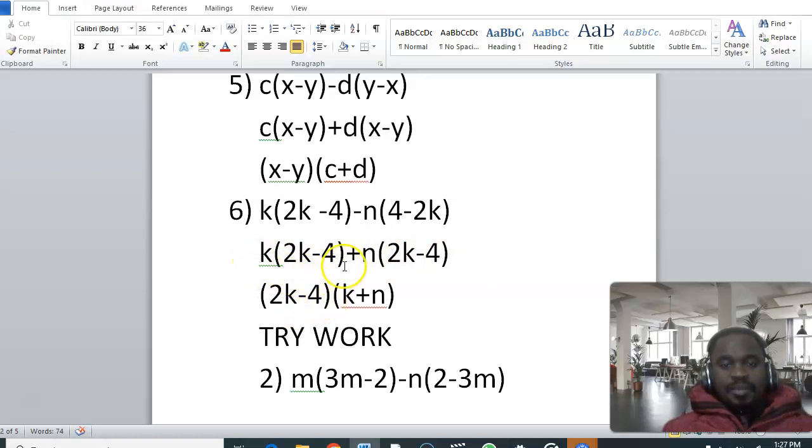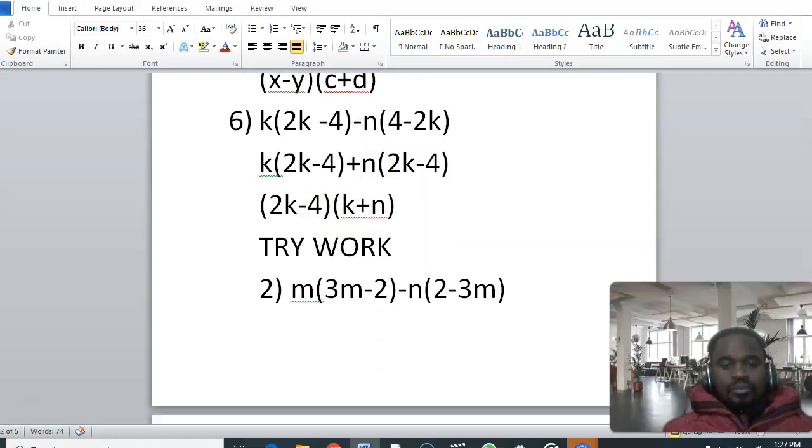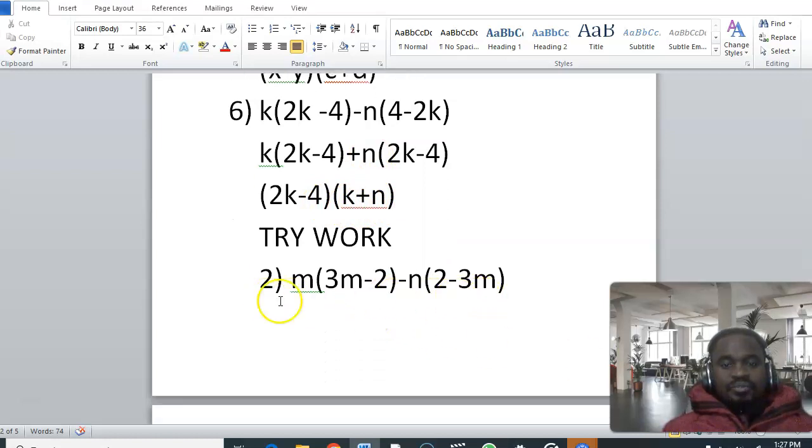So I can write it as 2k minus 4, then k plus n. Try this for me. m into bracket 3m minus 2 and minus n into bracket 2 minus 3m.